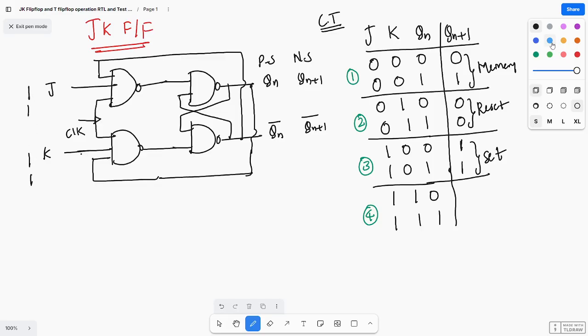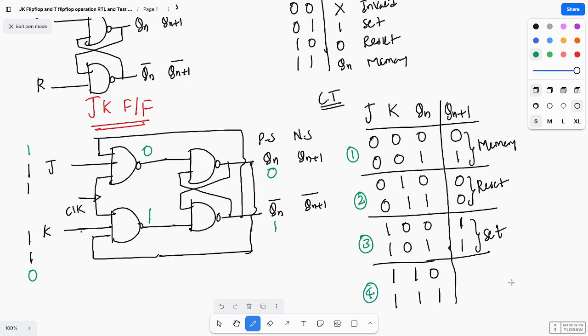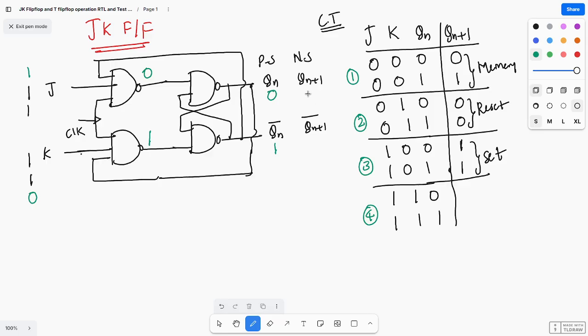Clock is 1, and here let us take the first state. Qn is 0, Qn bar becomes 1. So this will be feedback. So this is 1, and this will be 0. So 1 bar means here this becomes 0, and 0 bar means 1. For the SR latch using NAND gate, 0 1 means set state. So that means it becomes 1, and if it is 1, it becomes 0.